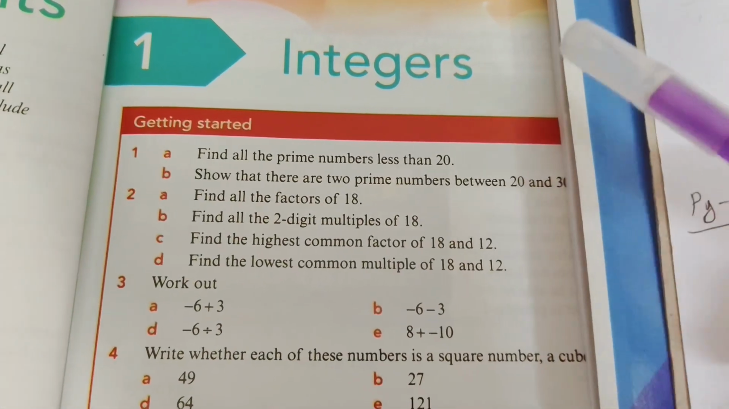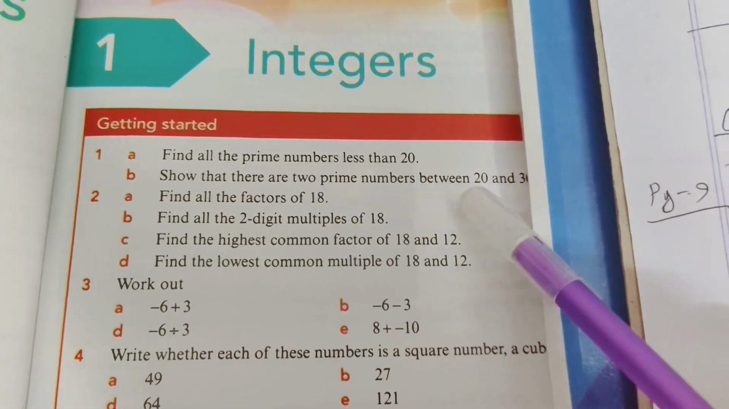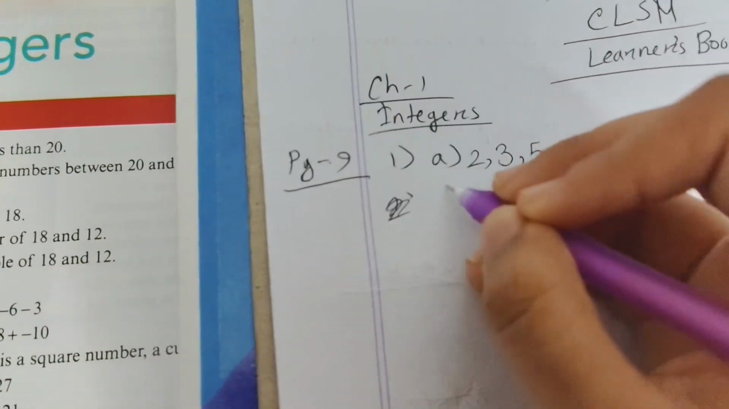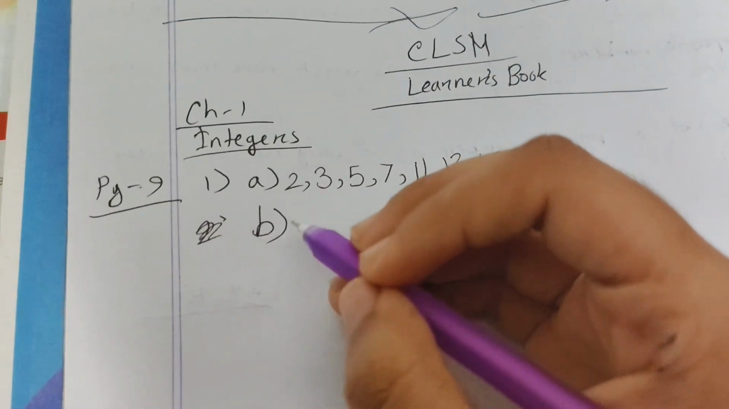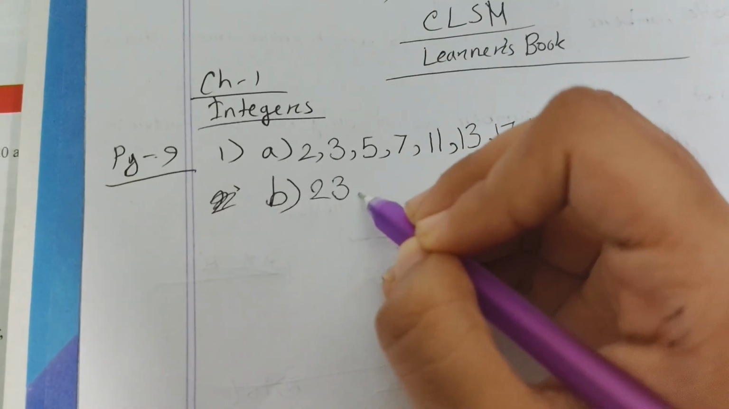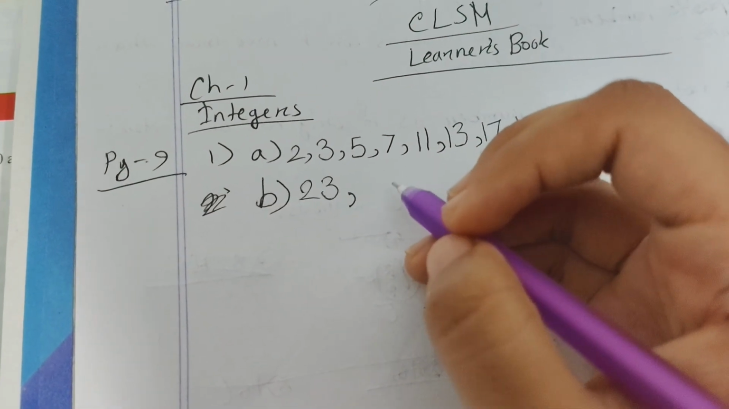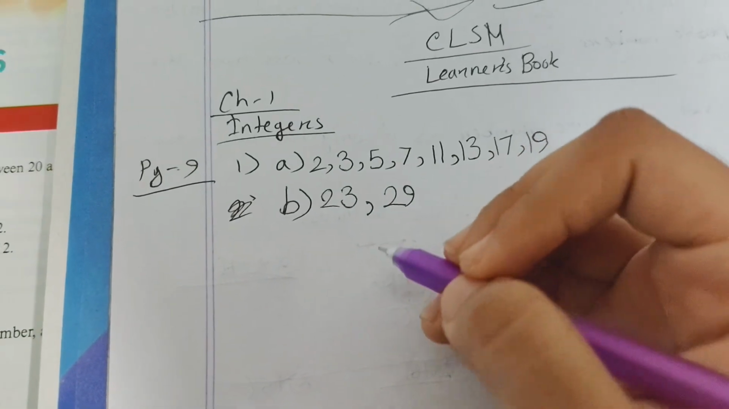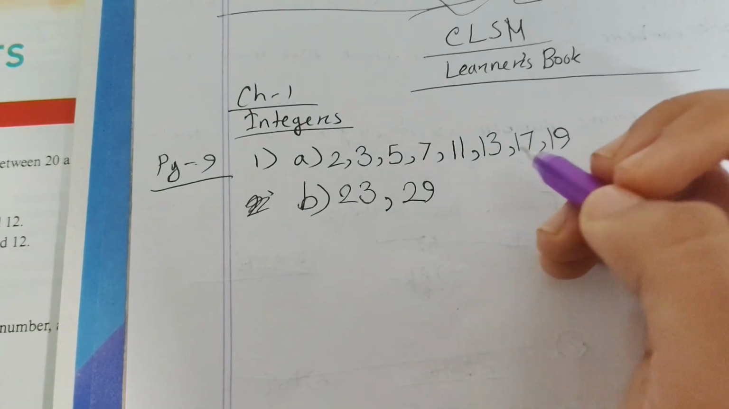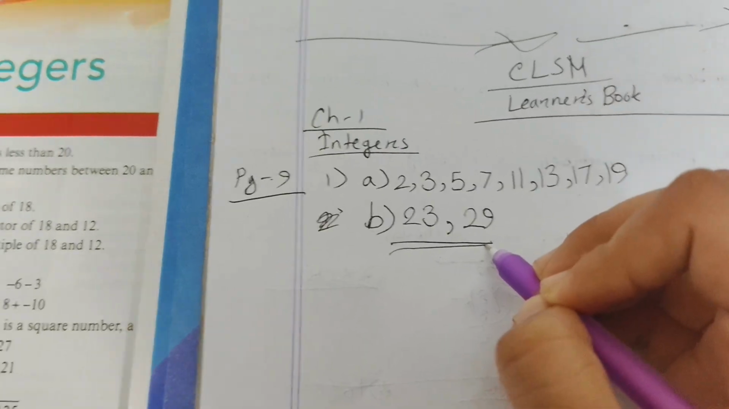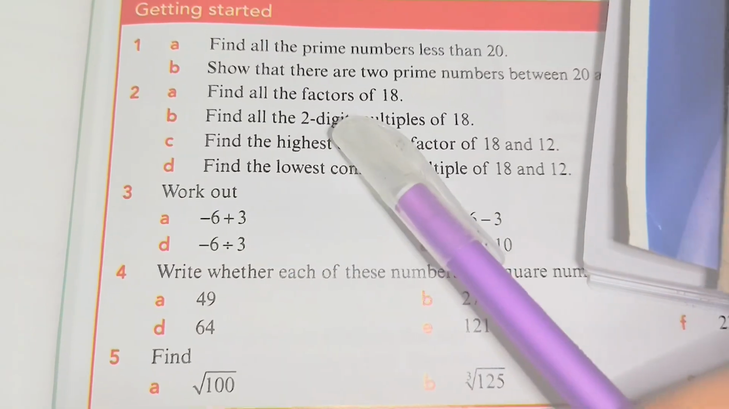Now number 1b: show that there are two prime numbers between 20 and 30. Let's see what the prime numbers are. 20, 21 is a composite number, 22 is as well, 23 isn't. 24 is also, 25, 26, 27, 28, 29. And then we have 30, which is also a composite number, and it is out of the range. So these are the prime numbers.